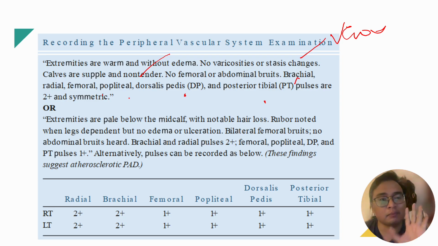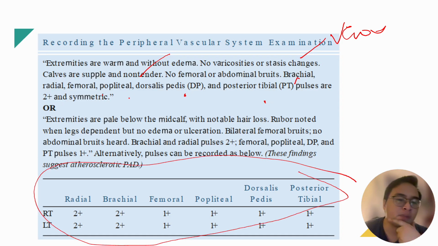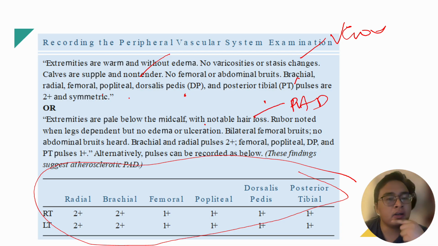Of course, if it's abnormal, you could tabulate the pulses like this. You could also note that the extremities are pale below the mid-calf with notable hair loss. So what does that suggest? It suggests an arterial disease. Okay? Okay, so that's it. You just put all your findings there.